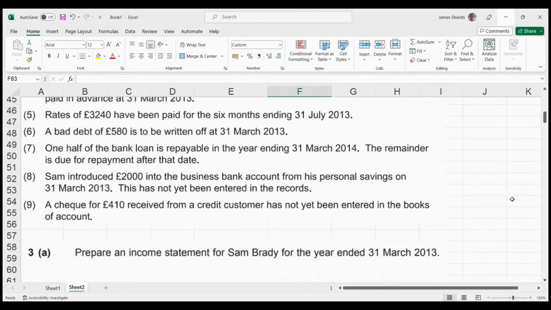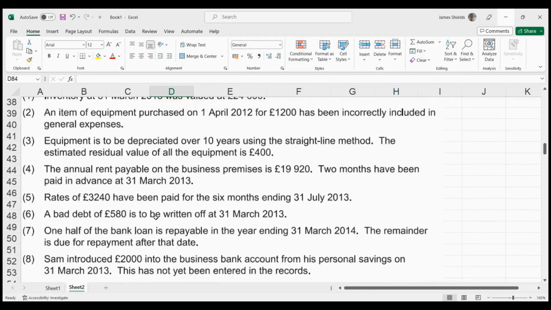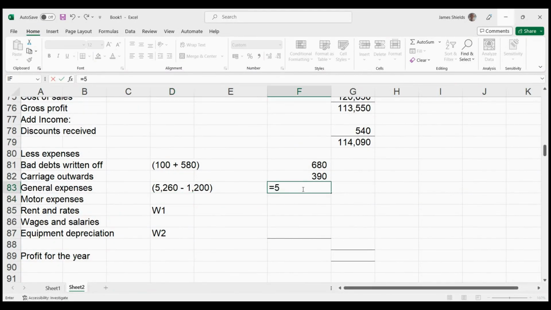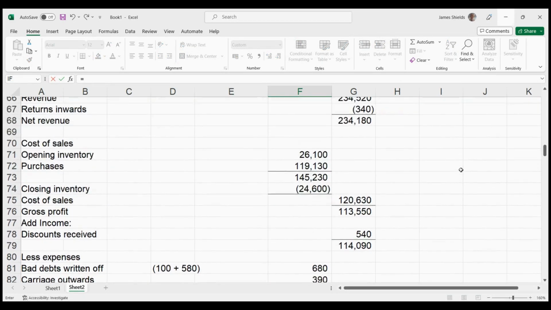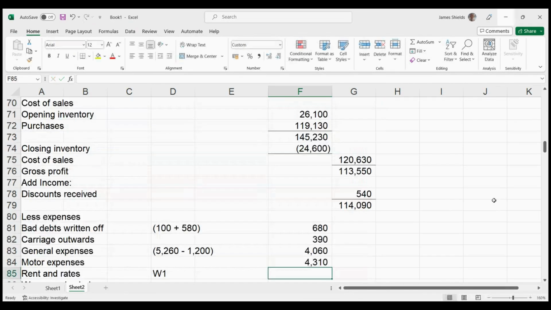So it's 5,260. Take away 1,200. Let me just check that it's the 1,200. So 1,200, that's correct. So for general expenses then, it's going to equal 5,260, take away 1,200, and we get 4,060 for general expenses. Right, motor expenses, there was no additional information about them, so it's straight to our list of balances. So motor expenses would have been my next one on the list. Here we go, 4,310. That's my motor expenses.